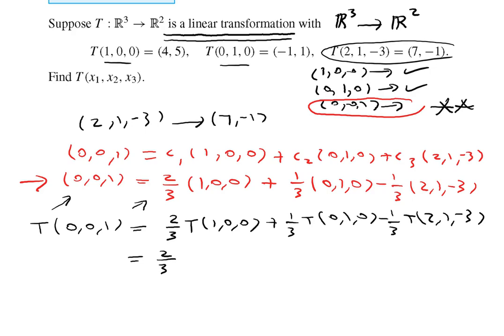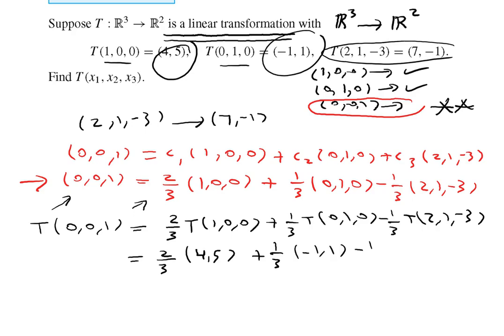So what's T(1, 0, 0)? It says on top 4 and 5. So I'm going to write 4 and 5. And 1/3 T of (0, 1, 0), it's on top as negative 1, 1. What is T(2, 1, -3)? It was 7 and negative 1. Apply the 2/3 in, the 1/3 in, negative 1/3 in, and add the components. I end up with 0, 4.